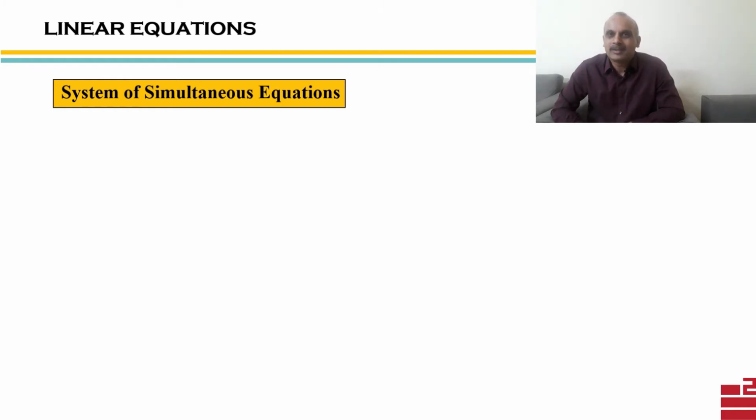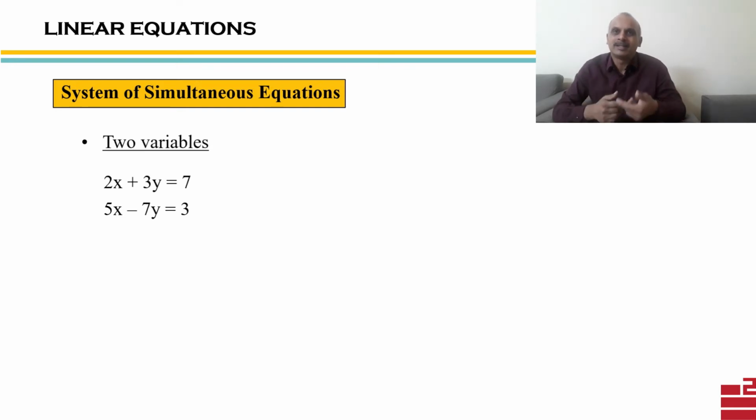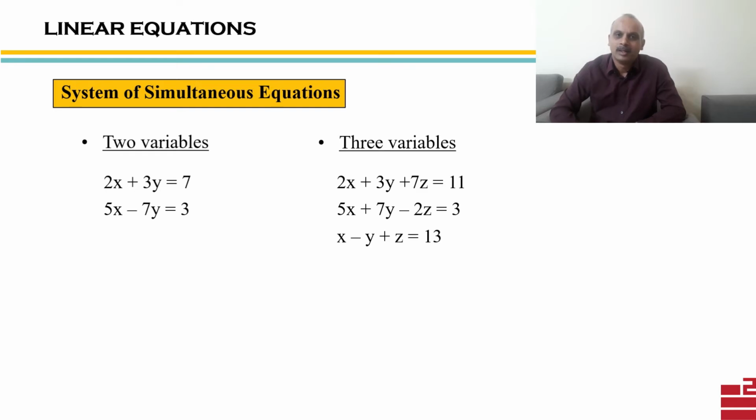Now, system of simultaneous equations. Here we'll talk of equations in two variables, or in three variables, or more variables. And when we talk of two variables, we will have two equations. These two equations together are called a system of simultaneous equations. Similarly, we can have a system of three variables. So we will have three variables like x, y, and z, for example. And in that case, we will have three equations given to us like this. Now, how do we go about solving these kinds of equations? So let us see.